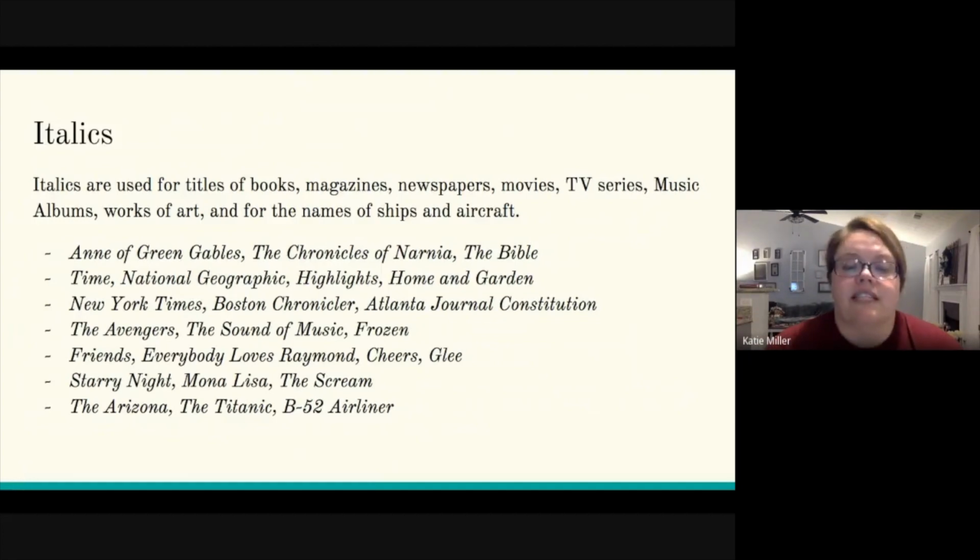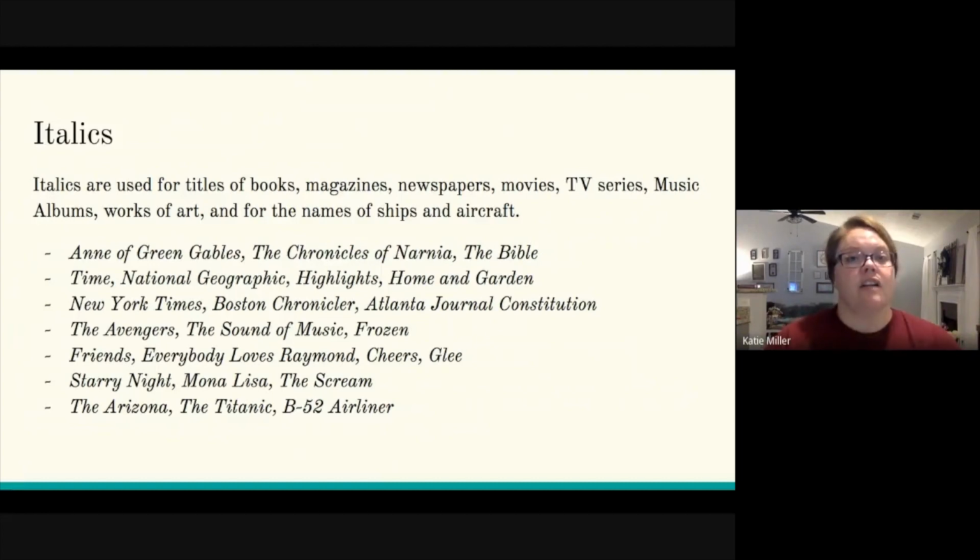Different movies, The Avengers, The Sound of Music, Frozen, right? They're the name of the entire movie, so they have to be in italics. Different TV series, Friends, Everybody Loves Raymond, Cheers, Glee. Now, if I'm talking about an episode, that would be in quotation marks because it's part of the series, but the series itself is going to be in italics. Different music albums, right? Those would be in italics.